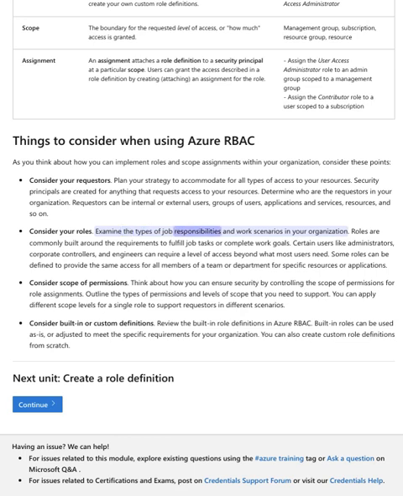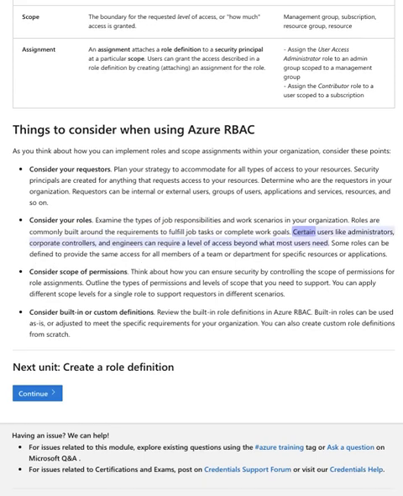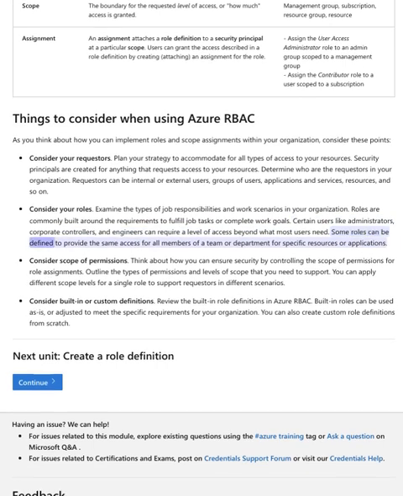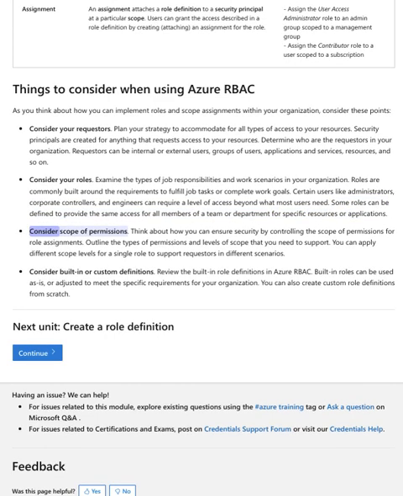Examine the types of job responsibilities and work scenarios in your organization. Roles are commonly built around the requirements to fulfill job tasks or complete work goals. Certain users like administrators, corporate controllers, and engineers can require a level of access beyond what most users need. Some roles can be defined to provide the same access for all members of a team or department for specific resources or applications.